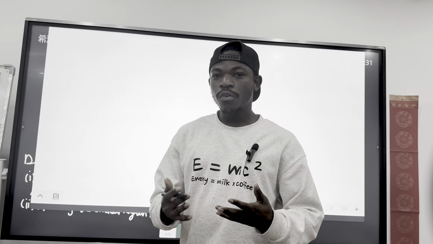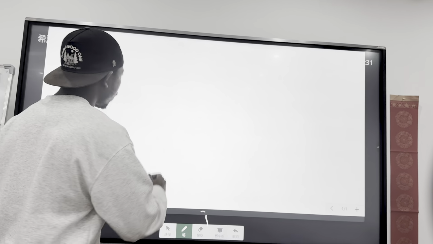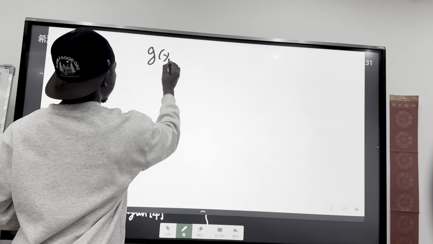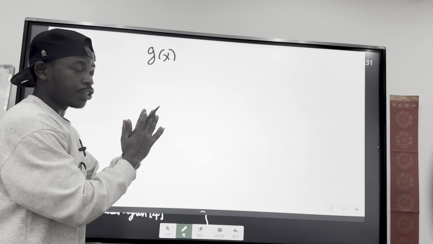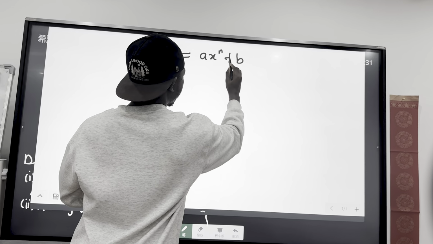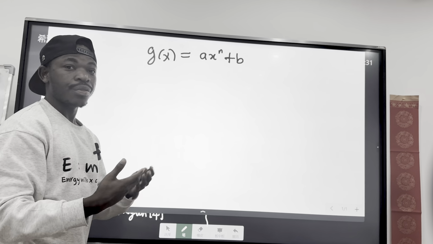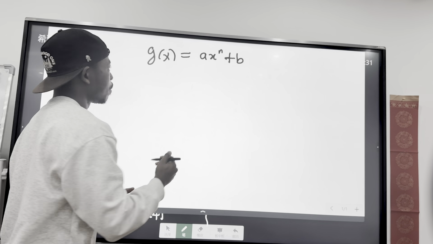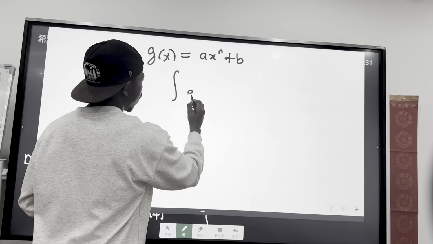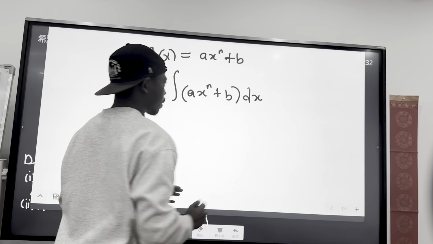First of all, I want you to understand something. Let's suppose you have a function g of x, and it's equal to ax^n plus b. Now, let's suppose they ask us to integrate this function with respect to x. What you'll see is a symbol that looks like this. You read this as the integral of ax^n plus b with respect to x, dx.